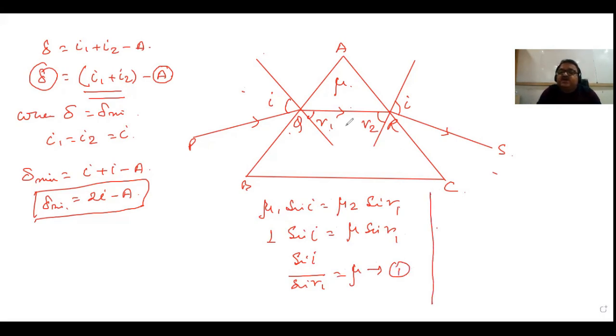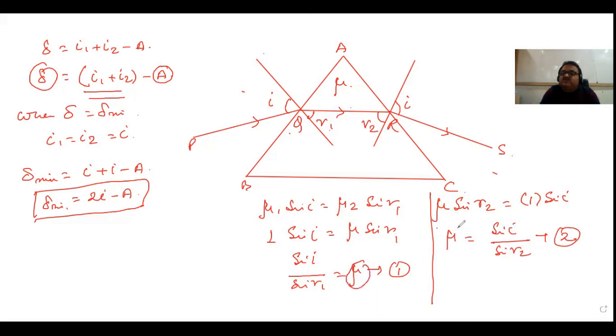Now I'm doing this for the pair QR and RS. Now light is moving from denser to rarer medium, that is from glass to air. So applying Snell's law, mu times sin of R2 is equal to, in air, mu1 is 1, sin of I. So mu is equal to sin of I by sin of R2, which is equation 2. Now both of these are equal to mu. If I equate them, sin I by sin R1 equals sin I by sin R2, and sin I gets cancelled. That means R1 equals R2.